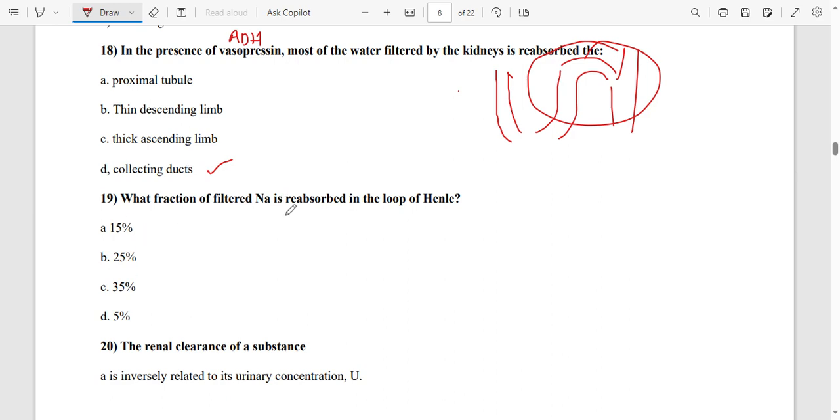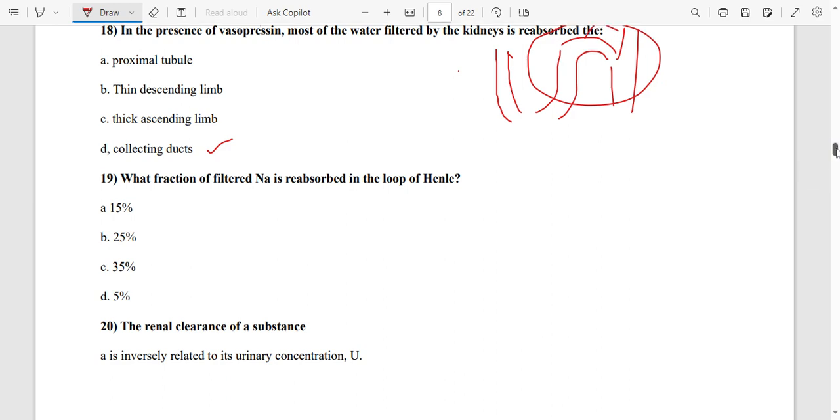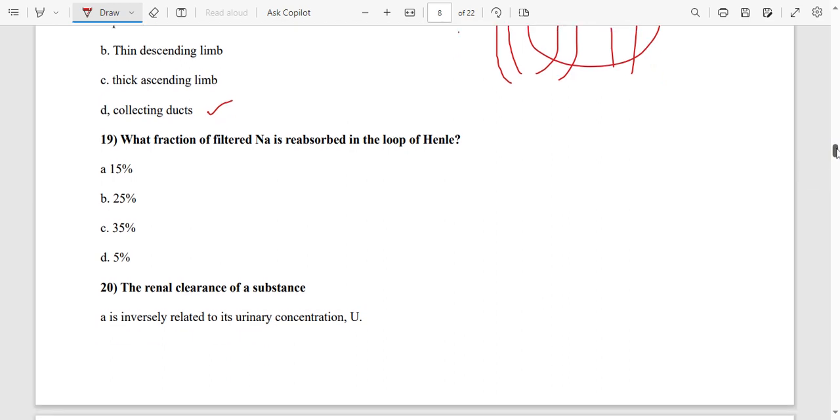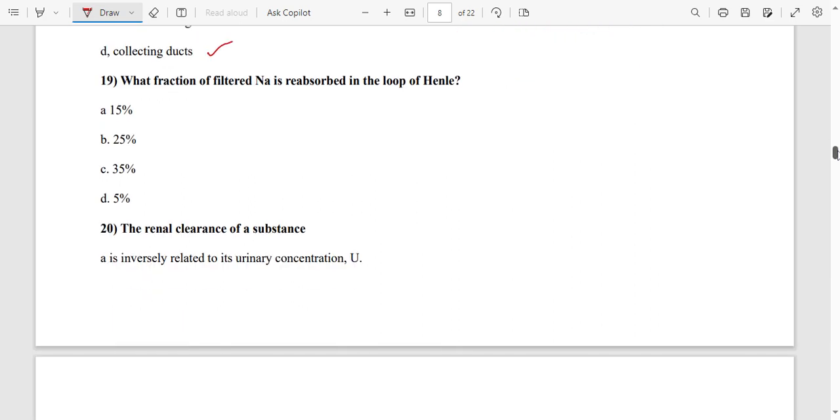What fraction of sodium is reabsorbed in the loop of Henle? 15, 25, 35, 5. Which one do you go for? Okay, so that is 25.